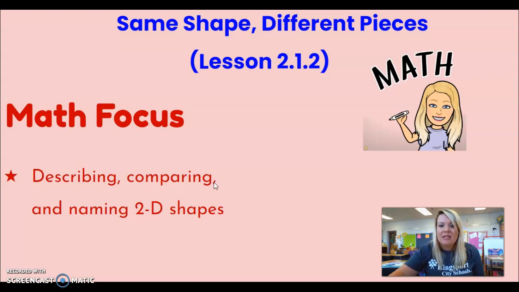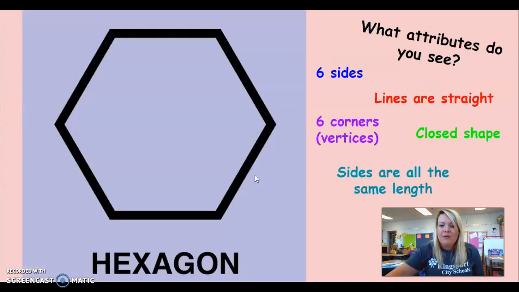They're flat shapes. The first shape that we're going to talk about is a hexagon. You just used a hexagon in our last game that we played called Fill the Hexagons. So let's talk about this shape. What are some things that you notice about this shape? What are some things that you see? Let's look closely at the hexagon.